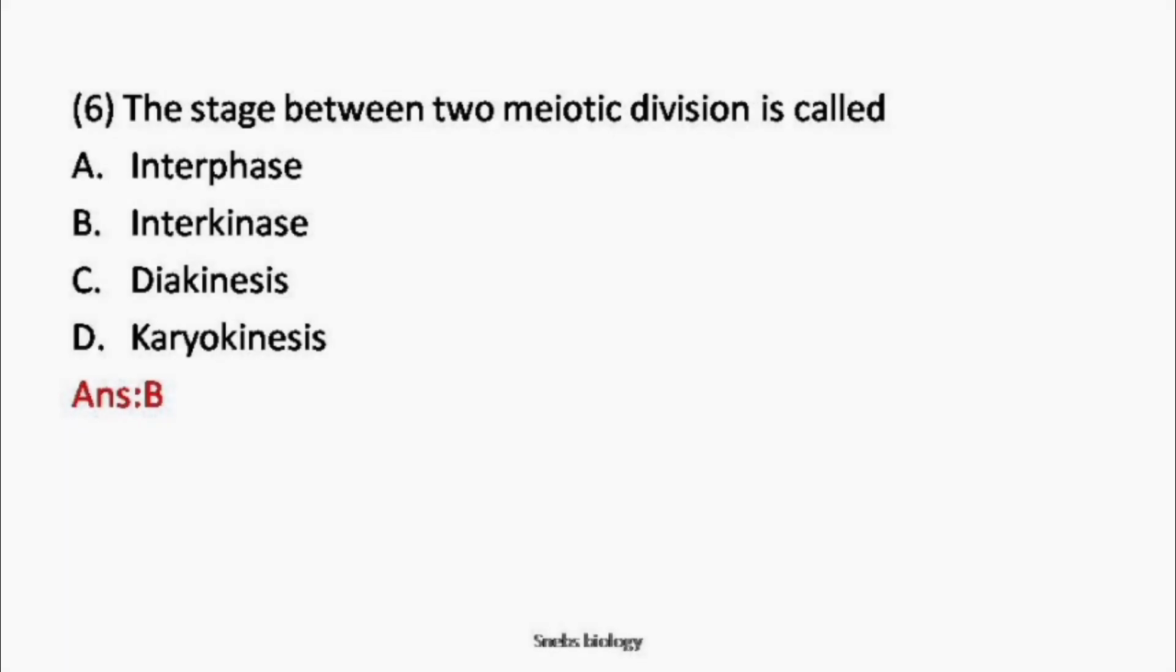Next, question number 6. The stage between two meiotic divisions is called option A interphase, option B interkinesis, option C diakinesis, option D karyokinesis. So the stage between two meiotic divisions is called interkinesis. It is generally short-lived and is followed by prophase 2, a much simpler prophase than prophase 1 of meiosis 1. So the correct answer is option B.